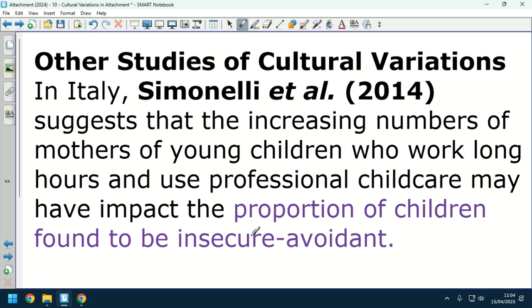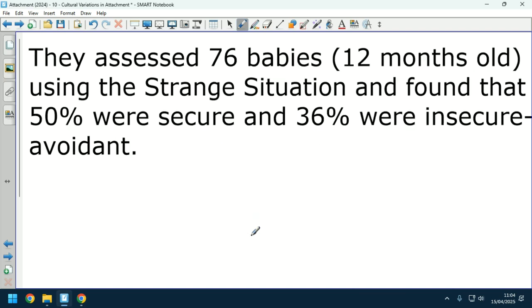And what I've included is the Simonelli research from 2014 because it is a bit more recent than the Van Ijzendoorn study. And what we see here is some interesting pieces of information. It says here, an increasing number of mothers of young children work long hours, and that is something which is more specific to later life. They were able to look at the insecure avoidant type of attachment, and they assessed 76 babies and found that 50% were secure and 36% were insecure avoidant. So there's a decrease in secure attachment and an increase in this insecure avoidant attachment type.